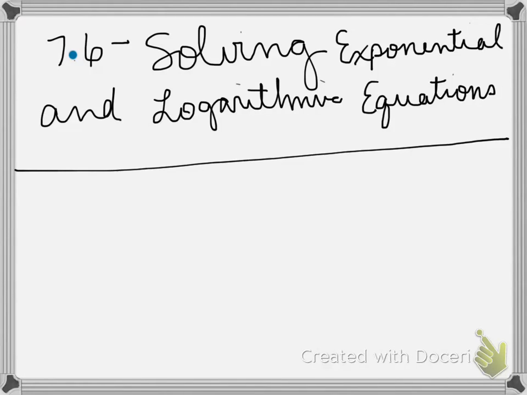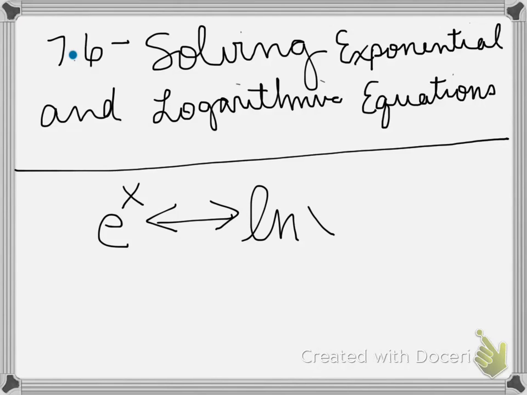Today's lesson is 7.6, Solving Exponential and Logarithmic Equations. To solve exponential equations and logarithmic equations, we're going to be using the inverse properties. So, the first thing you need to know is that e to the x is the inverse of ln x. So we're going to use e to the x to get rid of ln, and we're going to use ln to get rid of e to the x.